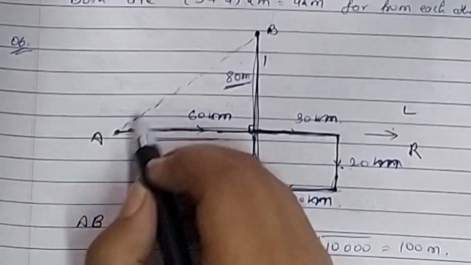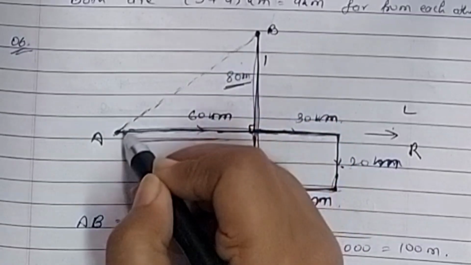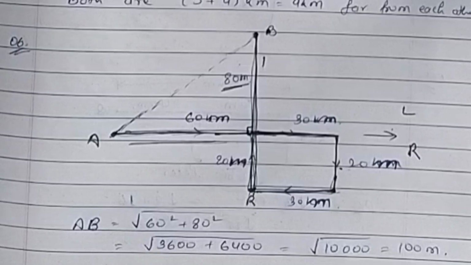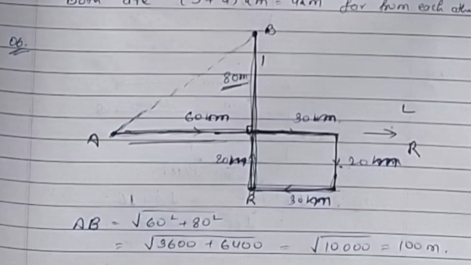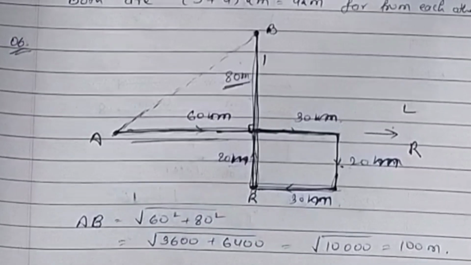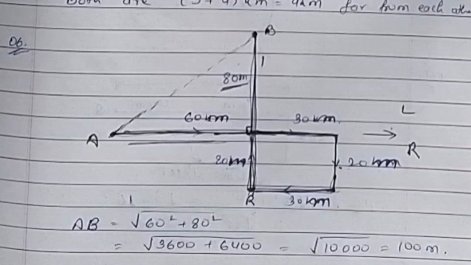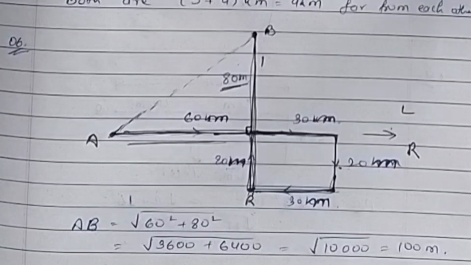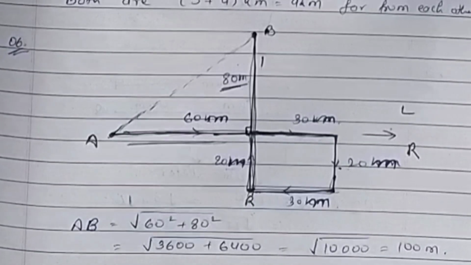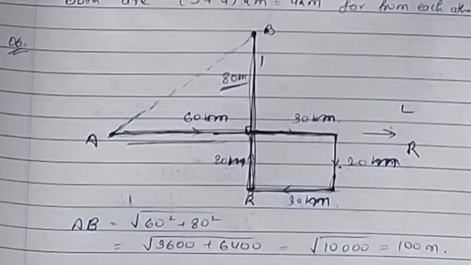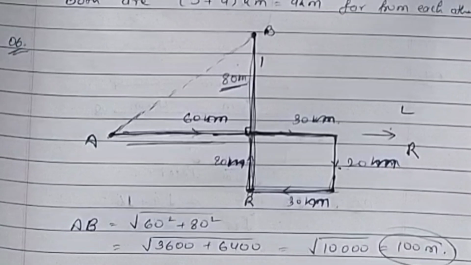So we have to find the distance between A and B like this. So we have to apply the Pythagoras theorem to find the distance between A and B, and we already have the base which is 60 meters and the height which is 80 meters. So by using that, AB will be equal to the square root of 60 squared plus 80 squared, and we will get the square root of 10,000, and if we solve it again, we will get 100 meters as an answer.